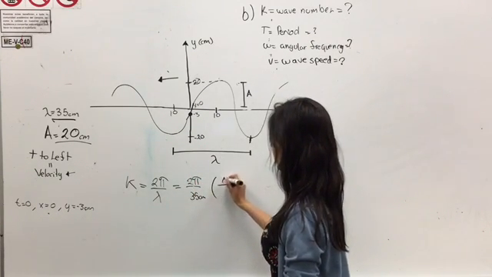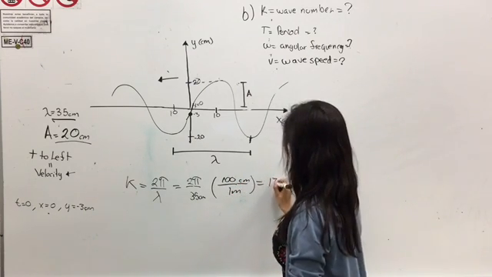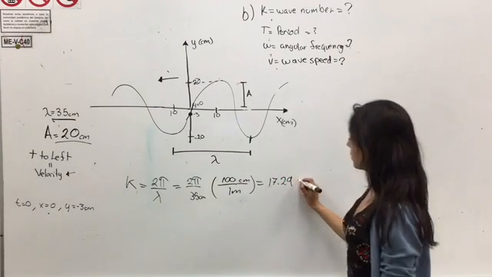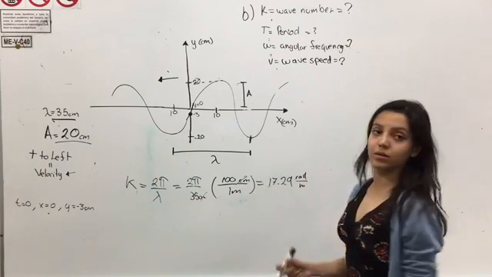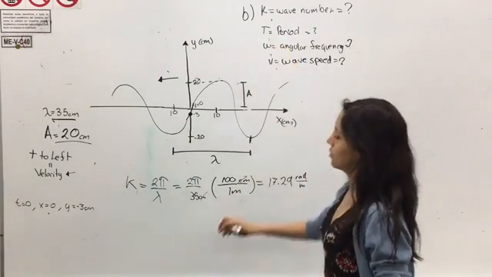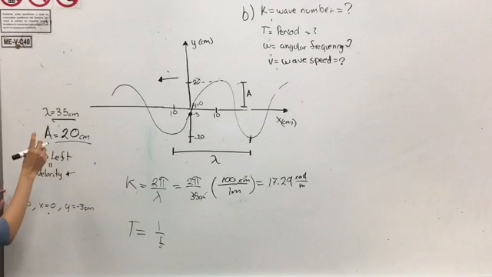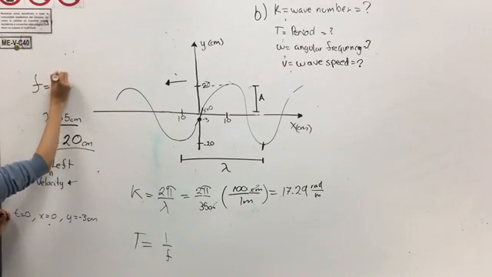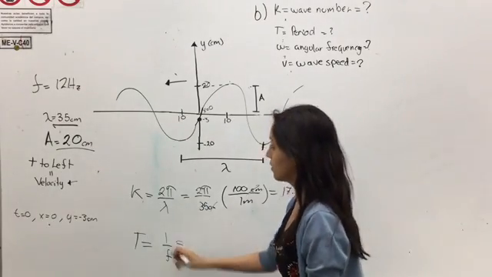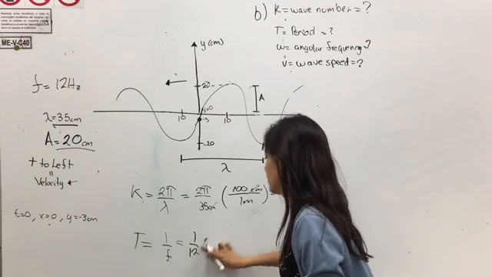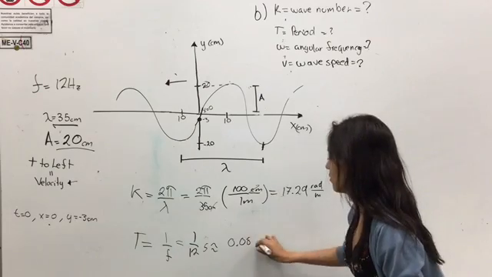And remember that you have to convert those centimeters into meters, so you'll get a result of 17.29 radians per meter. That is also 47 times pi. Now for the period, you only have to know the equation for the period, which is 1 over the frequency, and we already have the frequency, which is 12 Hertz. And you only have to substitute that. And 1 over 12 is more or less 0.083 seconds.